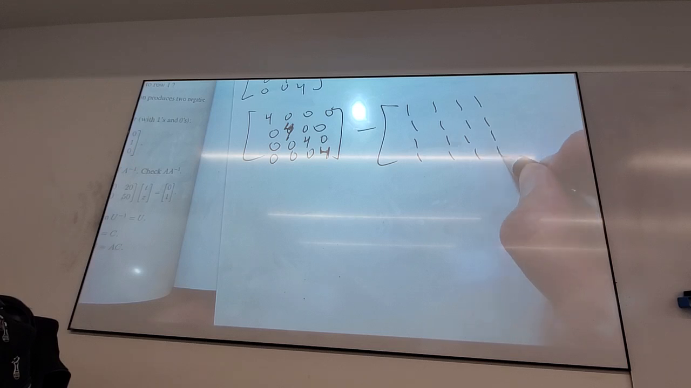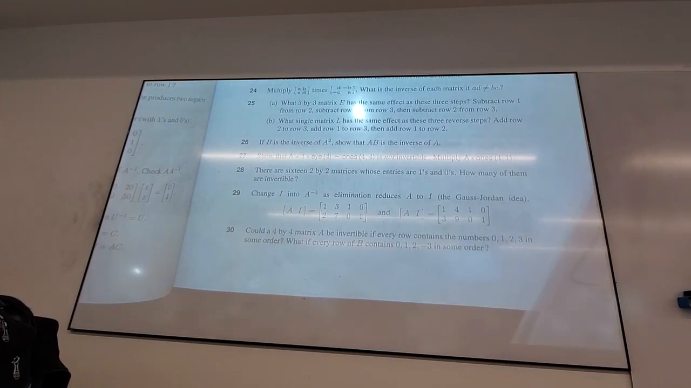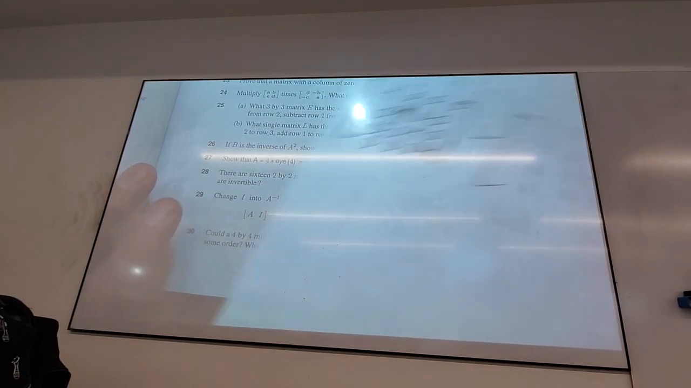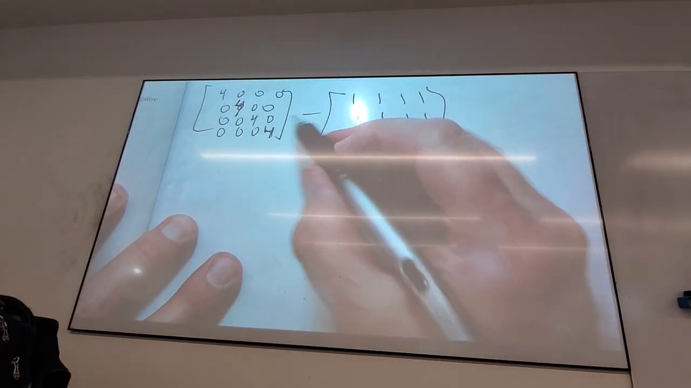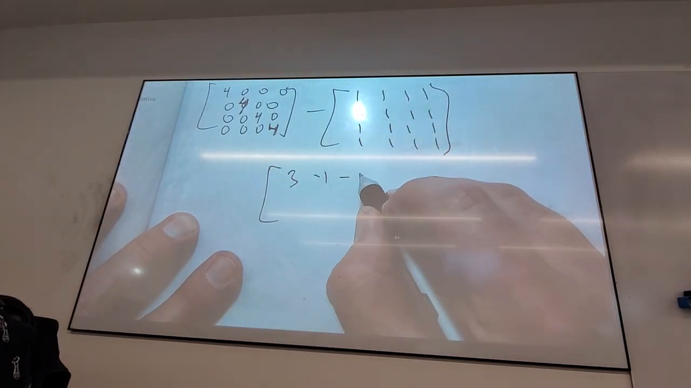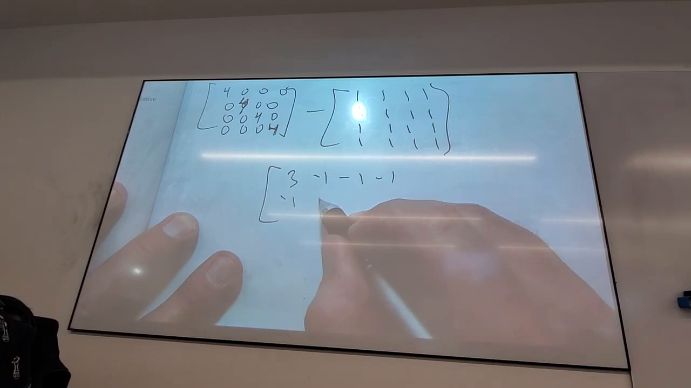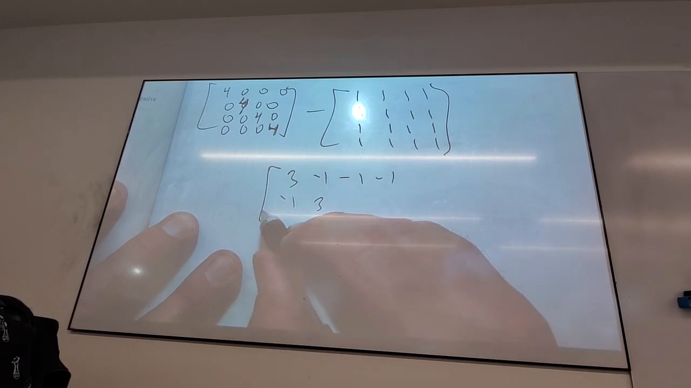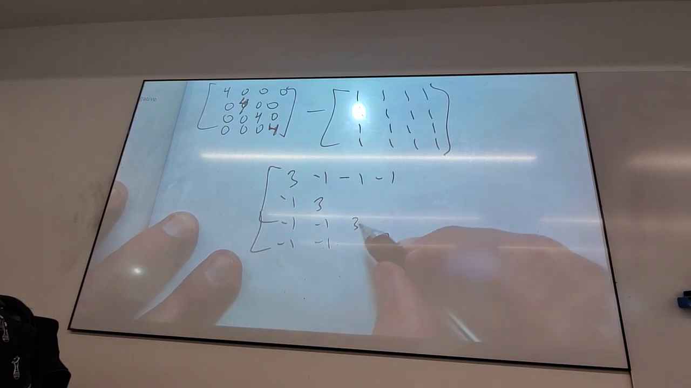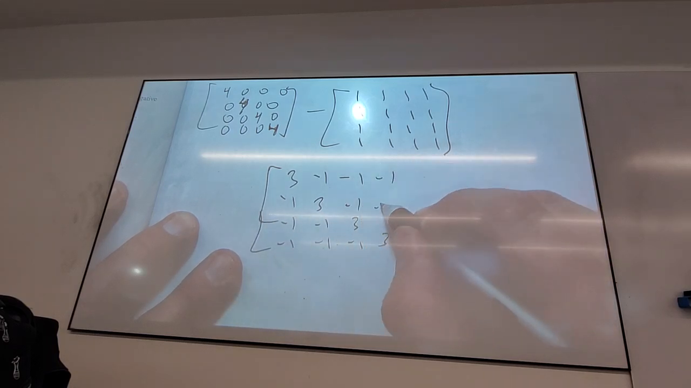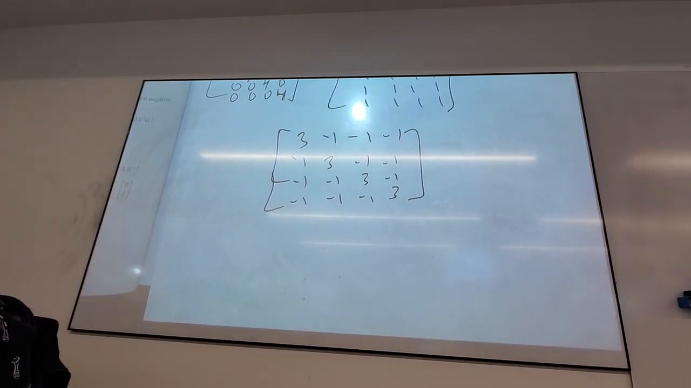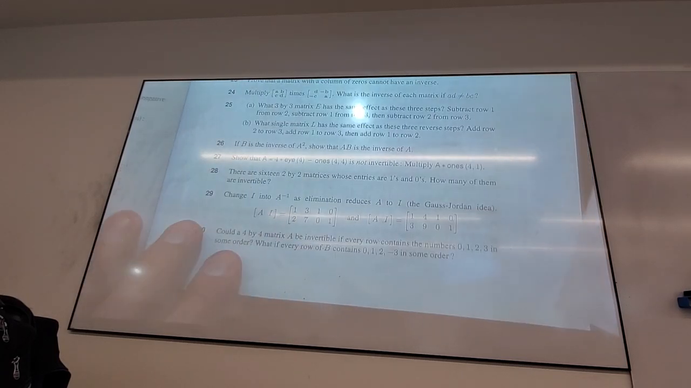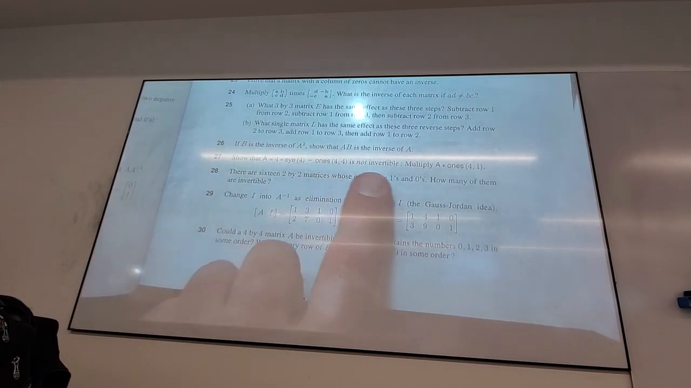This feels familiar, but I can't remember for sure. Show that that is not invertible. So what do we get here? We get 3, -1, -1, -1, -1, 3, -1, -1, and so on. Did I go too far? No. There. It's going to be that. Seems right. Okay. So if I've interpreted that correctly, which I'm not 1,000% certain about.